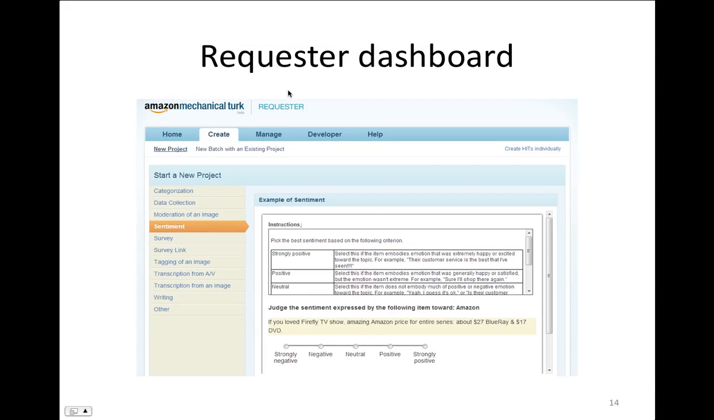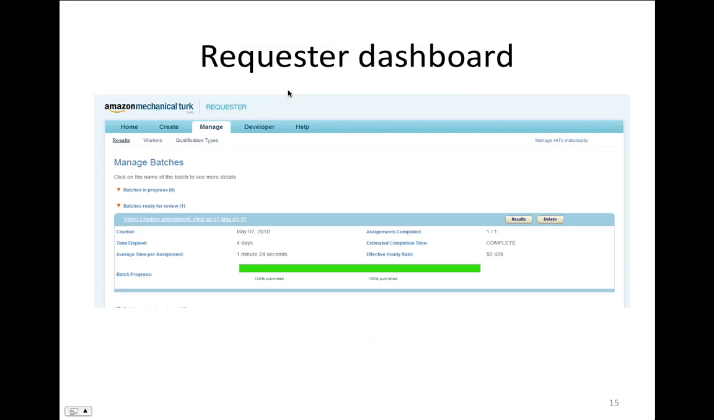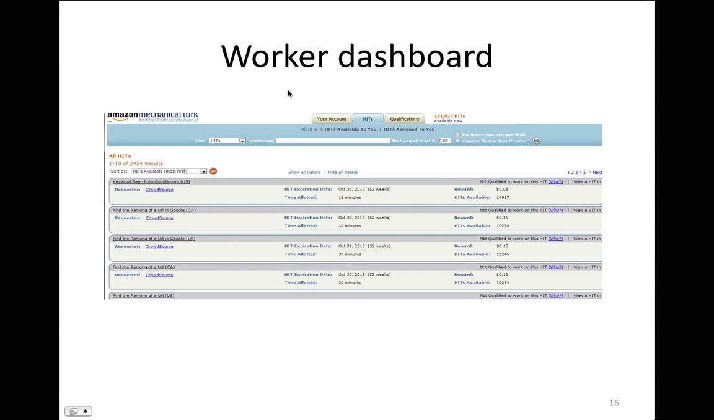Here's a snapshot of the requester's dashboard. As you can see, you can just use the web-based interface, and there are even some templates, for data collection, categorization, sentiment analysis, survey, things like that, that you can change to use for your own tasks. It also has a management dashboard where, as a requester, you can see how your HITs are being done, and how they are being processed and progressed.